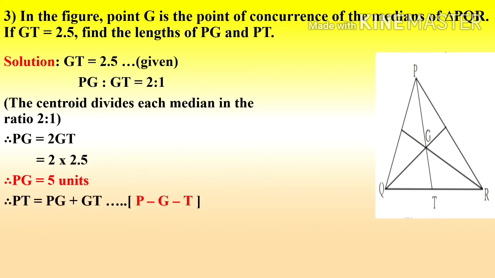Now we have to find the value of PT. PT is equal to PG plus GT, since P, G, T are collinear. So substitute the values of PG and GT. Here PG value is 5 we got, and GT value was given as 2.5. Addition of 5 and 2.5 is how much, student? 7.5 units. Therefore, the value of PT is how much? 7.5 units. I hope you have understood this sum.